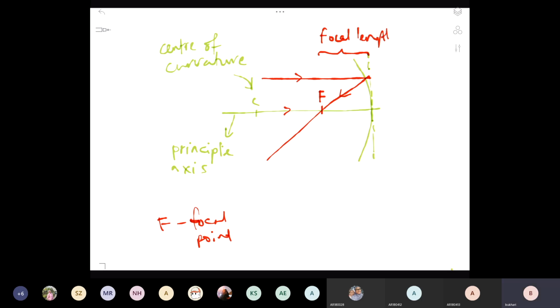Okay, you need to remember all the terms here because they are very important. The symbol for focal length is small f. And the symbol for focal point is capital F. This is the difference.